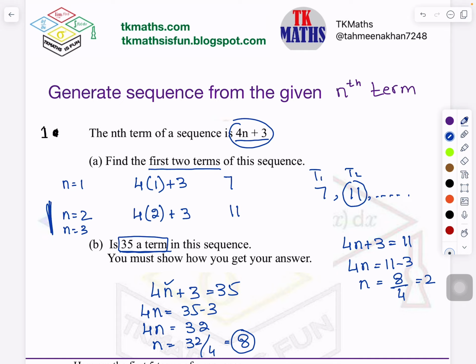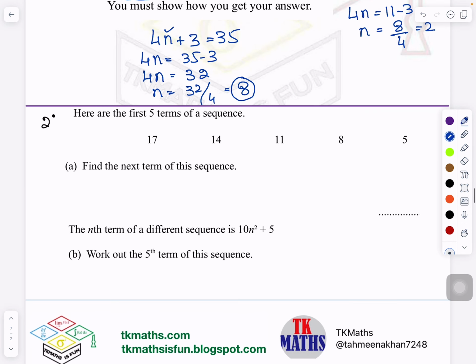So let's do another question. You can try it yourself. First 5 terms are given to you here. Find out the next term of the sequence. What is happening here? In the sequence you are subtracting a number each time. That's why it is getting smaller and smaller.